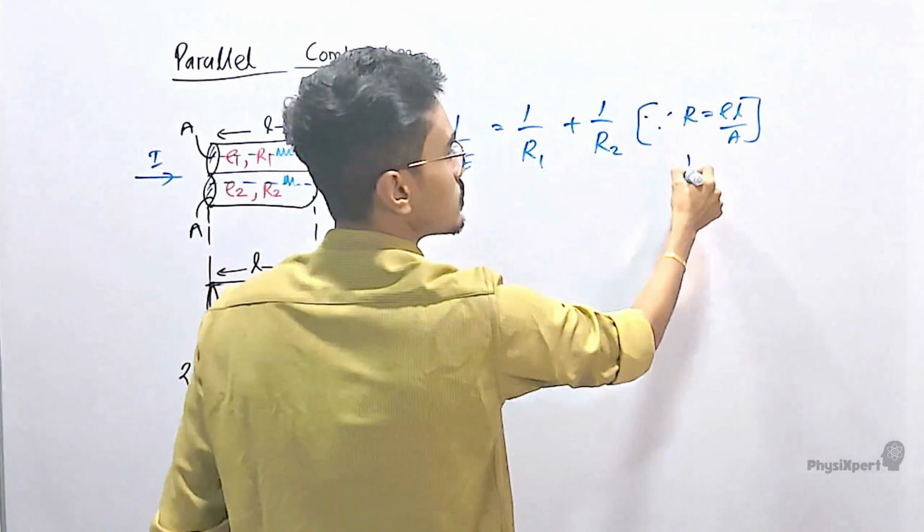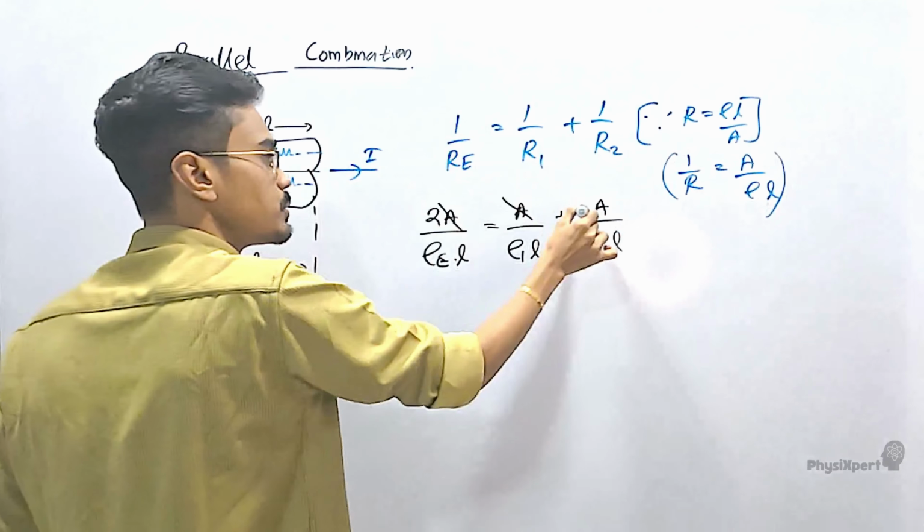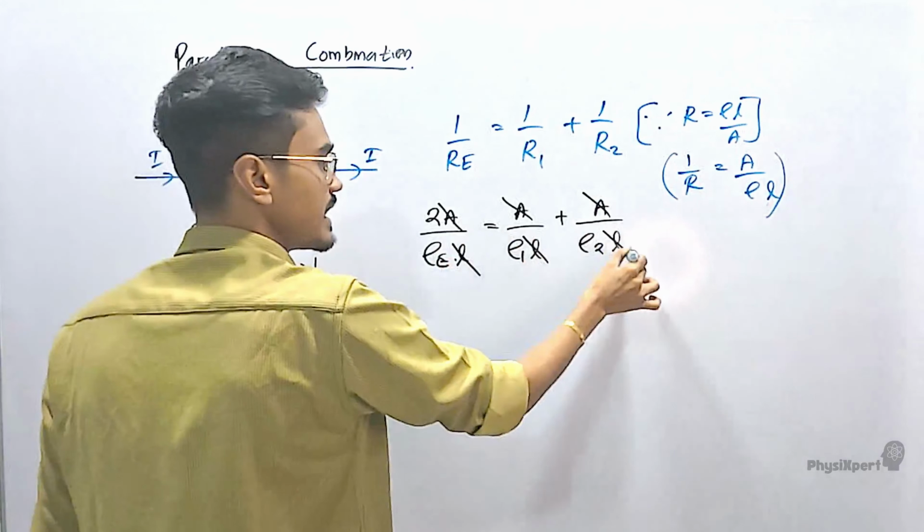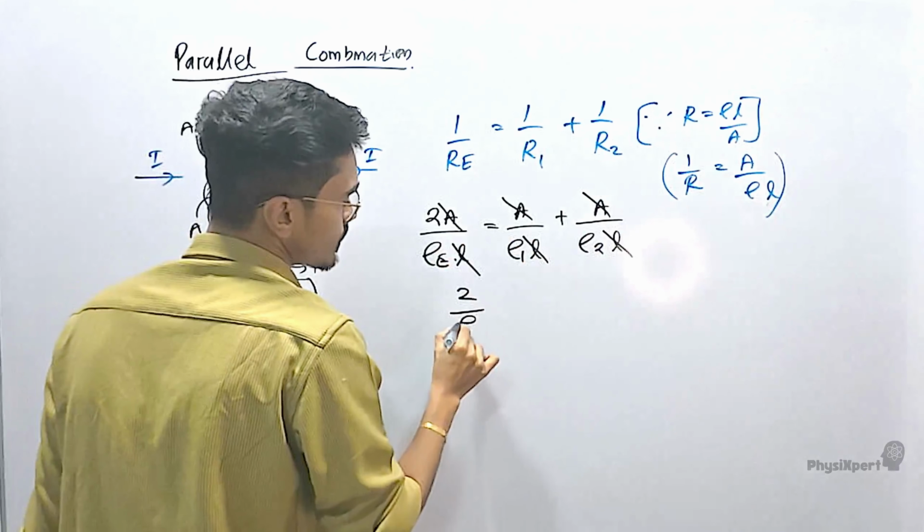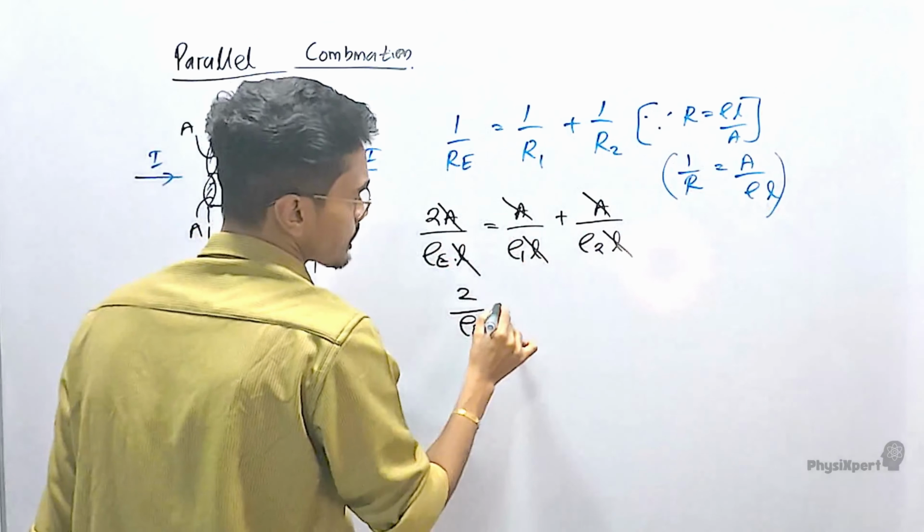So directly, I'm going to plug that here. 1 over R is then 2A over rho E L. 1 over R1 is A over rho 1 L. And 1 over R2 is A over rho 2 L. A cancels, L cancels. 2 over rho E equals, what remains here is 1 over rho 1 plus 1 over rho 2.